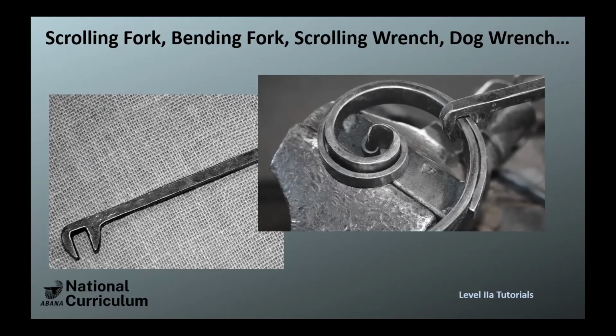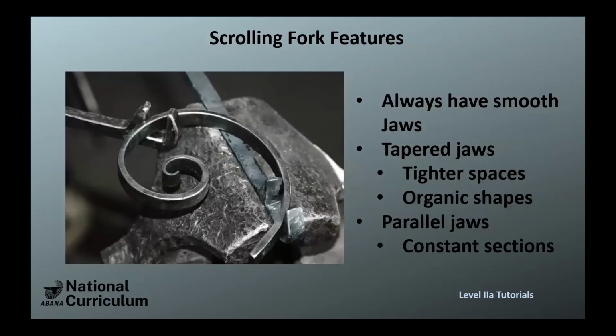So the same as what Frank was saying, these are called scrolling forks, bending forks, scrolling wrench, dog wrench. They have lots of different names, but that's what we're going to talk about today. I'm going to get fancier than what Frank was with his U-shape. He was gracious and only showed his a few times.